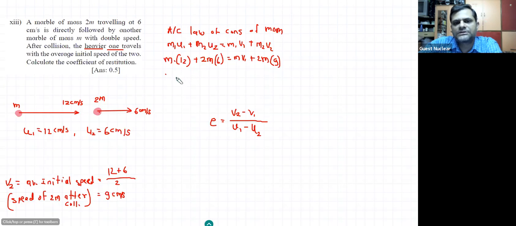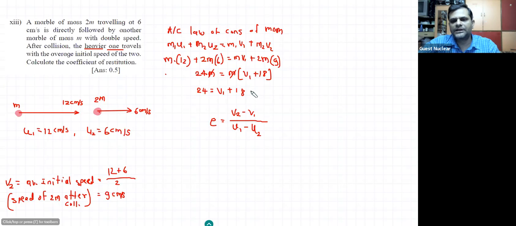Yes, and then if we just add this up together, 12M plus 12M actually becomes 24M, right? So here in the LHS, we are going to have this 24M. Okay, and here M can be taken common, and we'll be left with simply V1 plus 18 inside the bracket, so that this M will get cancelled, and hence we are left with 24 is equal to V1 plus 18, so that V1 can be obtained from here. So V1 can be obtained to be 6 centimeter per second in this case, right?